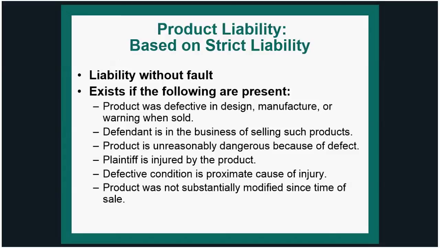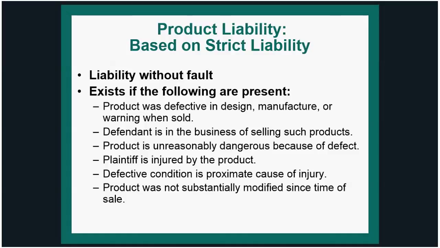Either the entire design was defective, so every product caused an unreasonable risk of harm. It was defective in manufacture: this specific product, this one item, went through your process and became unreasonably risky of harm. Or there was no warning that should have warned people about this. The defendant is in the business of selling such products, so they should have some sort of expertise in it. The product is unreasonably dangerous because of that defect.